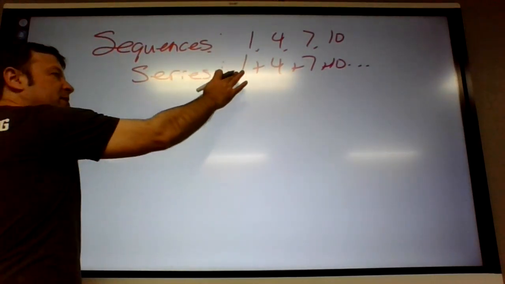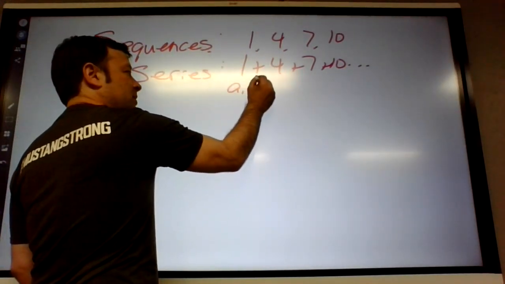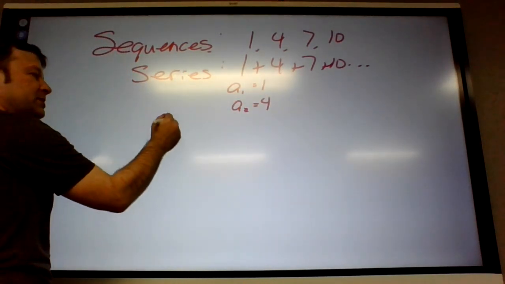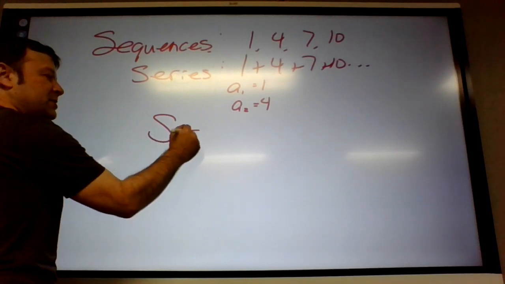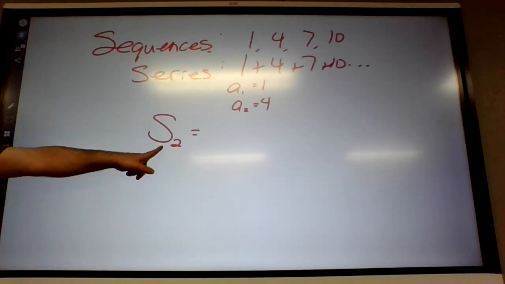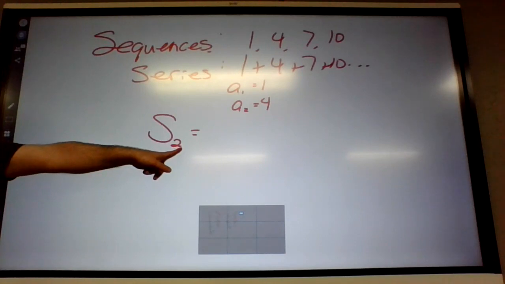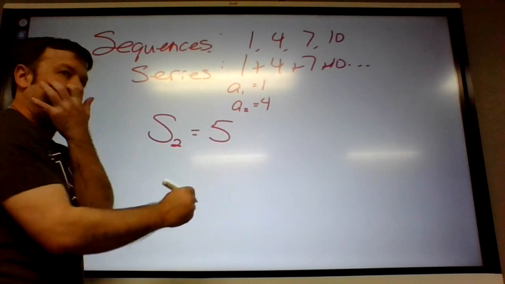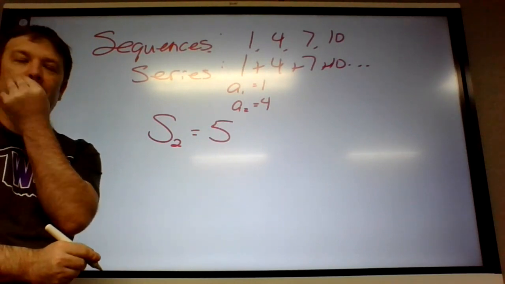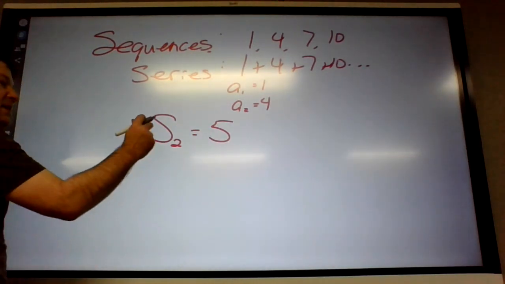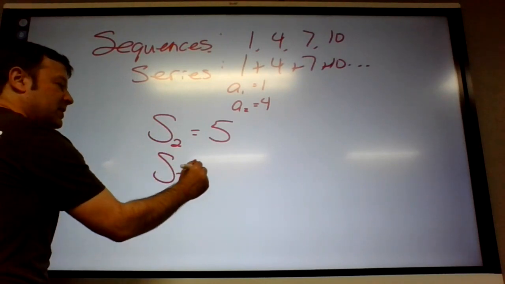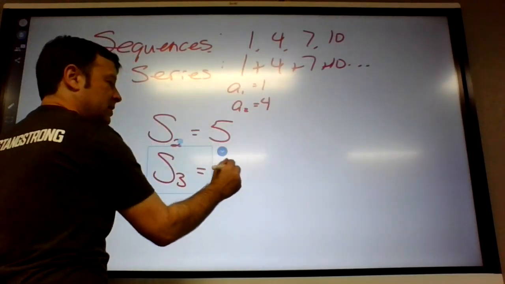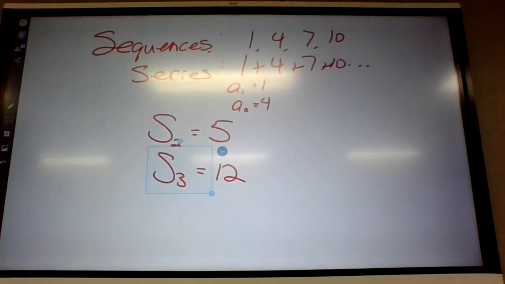Okay, so series still have terms, like the first term is 1, the second term is 4, but they also have sums. So if I say S sub 2, that means what's the sum of the first two terms? So that would be like 1 plus 4. Or if I said what's S sub 3, that would be the sum of the first three terms. So like 1 plus 4 plus 7, so that would be 12. Okay?